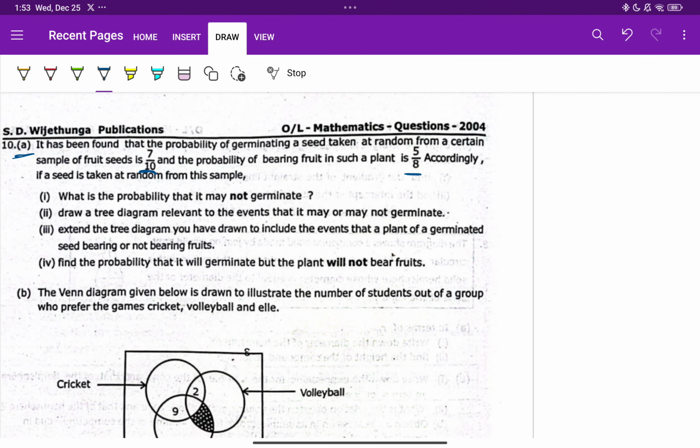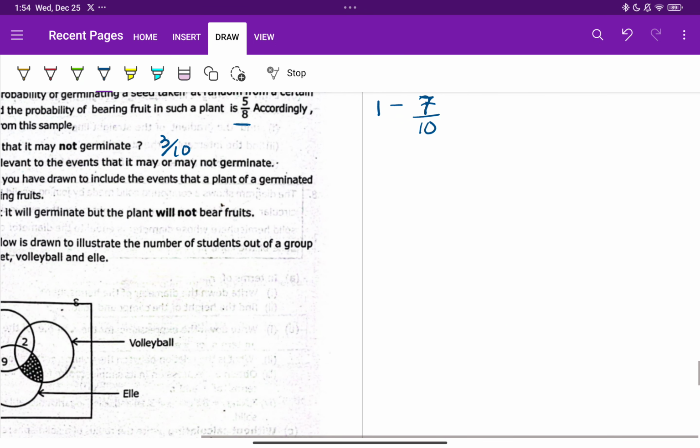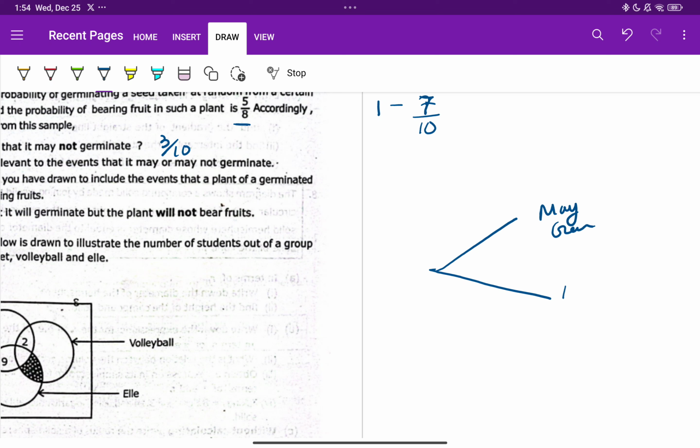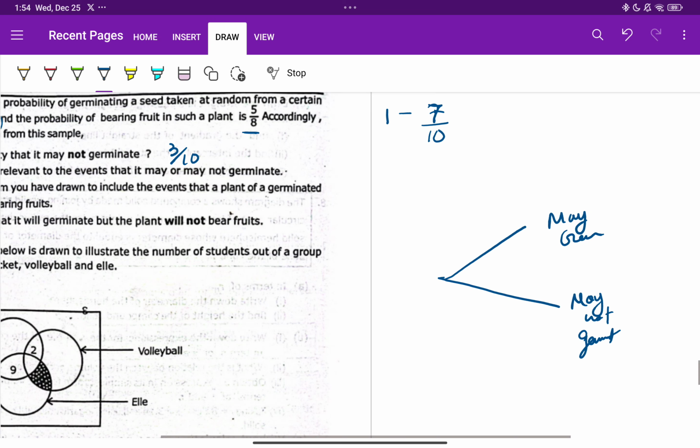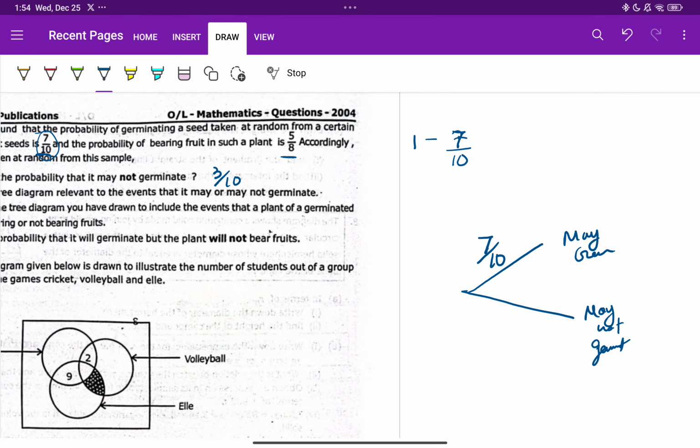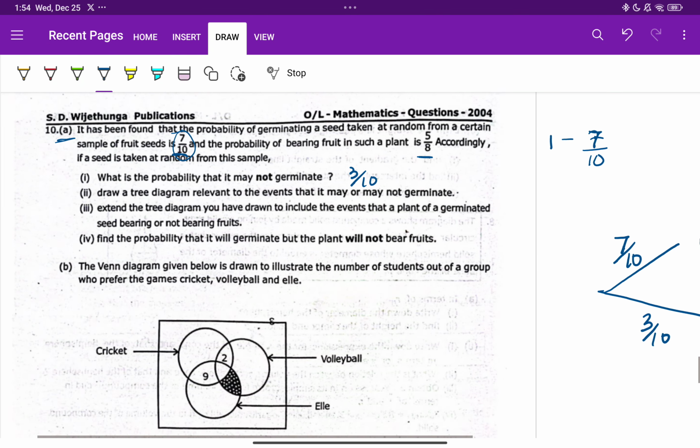Okay, so the probability of germinating a seed is 7 out of 10. Then the probability of it not germinating would be 1 minus 7 out of 10, which is 3 out of 10. And then draw a tree diagram relevant to the events that it may or may not germinate. Okay, this would be the tree diagram. May germinate, may not germinate. Right, so this would be 7 out of 10 and this branch with 3 out of 10.